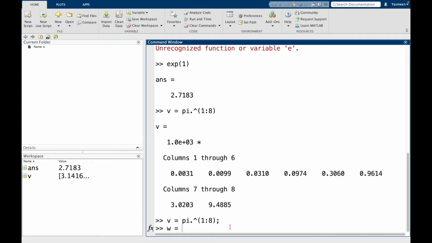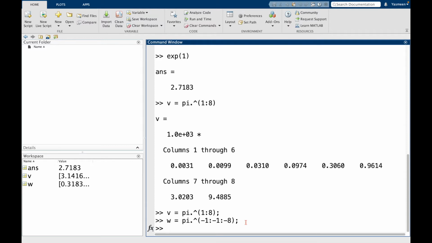Now I'm going to do the same thing with a vector w, except now instead of going pi, pi squared, pi cubed, it's going to go pi to the negative 1, pi to the negative 2, all the way up to pi to the negative 8. So how do we do that? We can say start at negative 1, go down by negative 1, go to negative 8. And again, I'm going to use a semicolon to suppress the output.